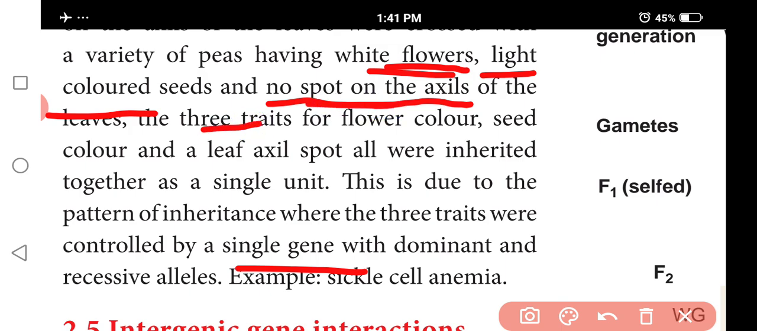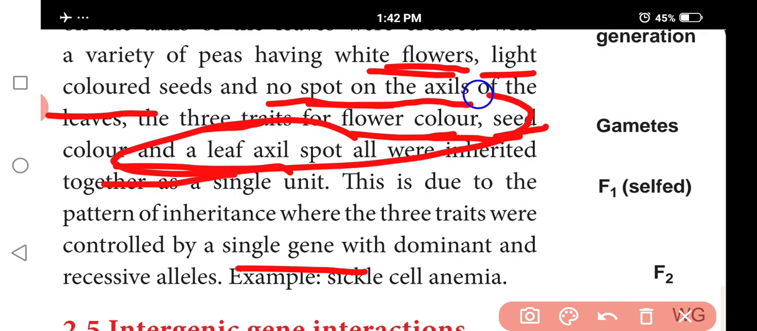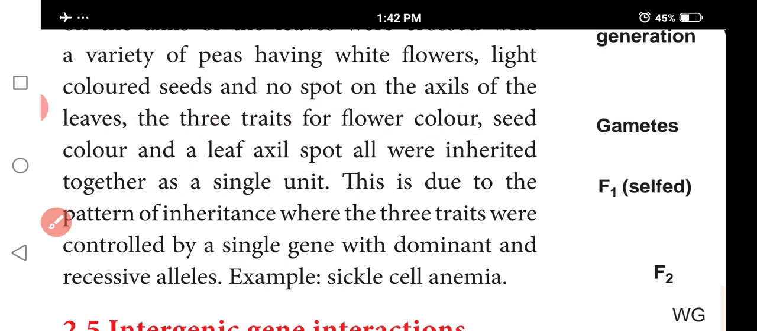The three traits are flower color, seed color, and leaf axil spot. These three characters are controlled by only one gene, with dominant and recessive alleles. The best example is sickle cell anemia. So in pleiotropy, these genes have multiple effects because they influence a number of traits simultaneously.